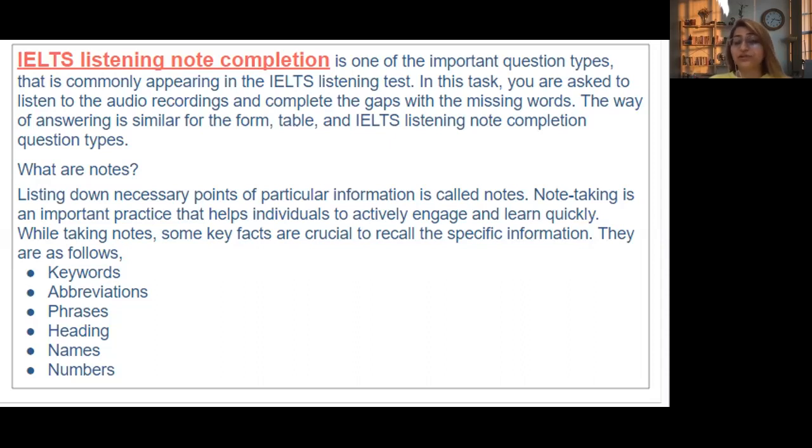Now, what are notes? Notes are like you listing down necessary points of particular information. Note taking is an important practice also. It helps you to actively engage and learn quickly. While taking notes, you have to recall some specific information, such as keywords, abbreviations, phrases, headings, names, numbers.